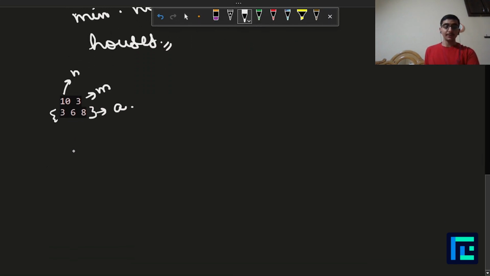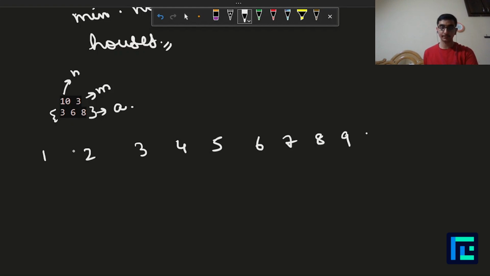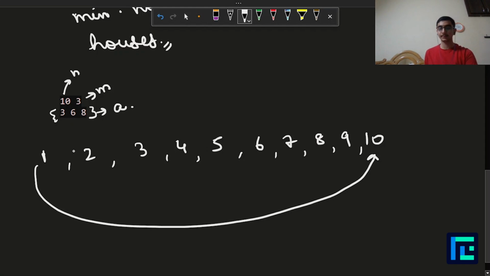So according to our input, we have 10 houses. Let's say 1, 2, 3, 4, 5, 6, 7, 8, 9, 10. Right. We have all these 10 houses. Actually, these houses are on a circle. I'm drawing on a straight line, but try to visualize that 1 and 10 are also neighbors. So they are adjacent to each other. So they're arranged in such a manner.